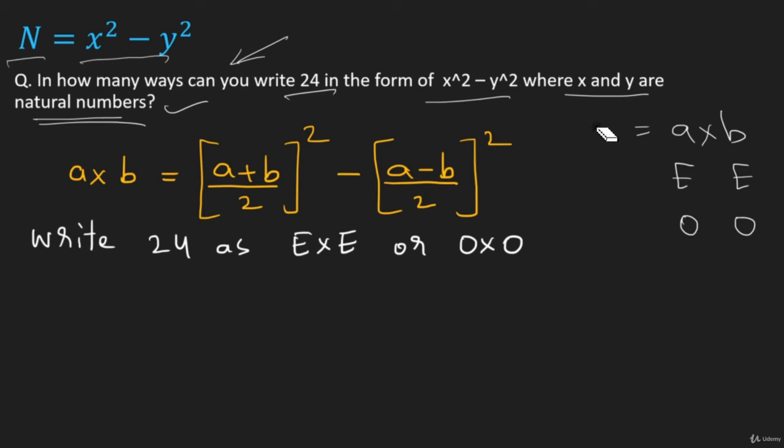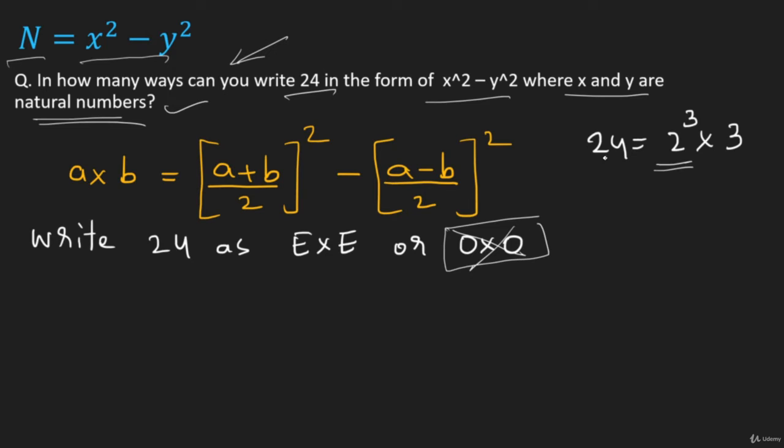Alright, now for this, the first step is we need to factorize 24. Let's write 24 as 2 cube into 3, right? 2 cube is 8. We know 24 is 8 into 3. So I can write 24 as 2 cube into 3. Now, I cannot write 24 as odd into odd because I have a factor of 2, so I cannot write it as odd into odd. You can notice that odd into odd will always give you an odd number, but 24 is an even number. So this is not possible.